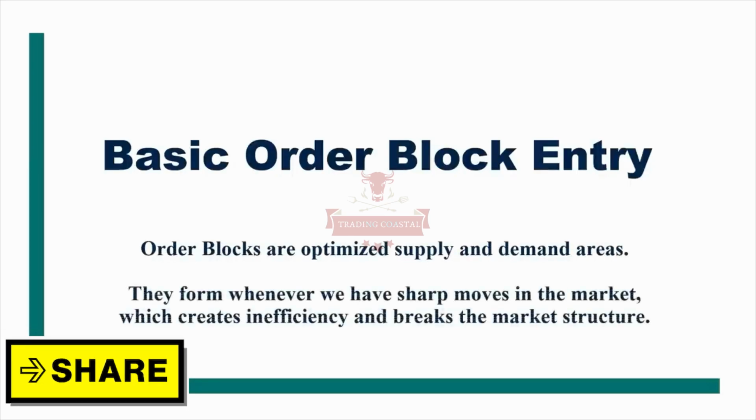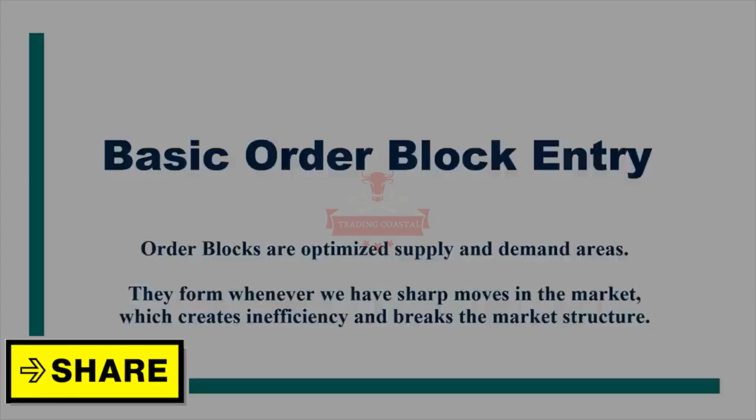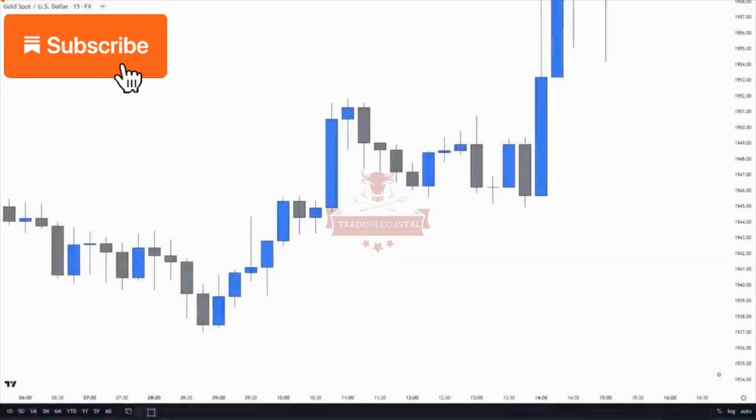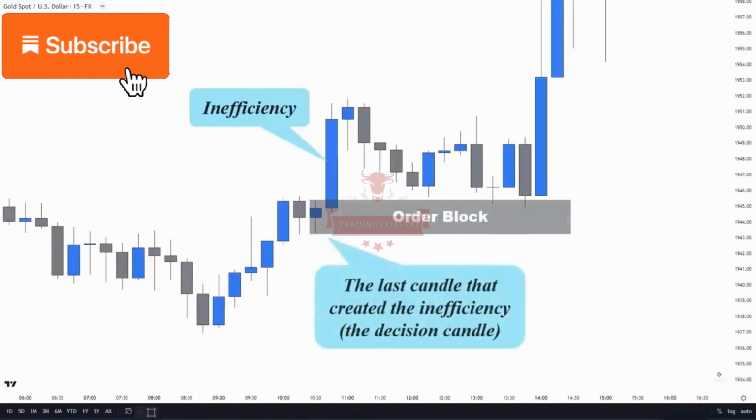They form whenever we have sharp moves in the market, which creates inefficiency and breaks the market structure. Traders define order block zones in various ways, but here is how we mark order blocks in different market scenarios. Usually, we mark the last candle that created the inefficiency as an order block, which we believe is where the decisions are made.